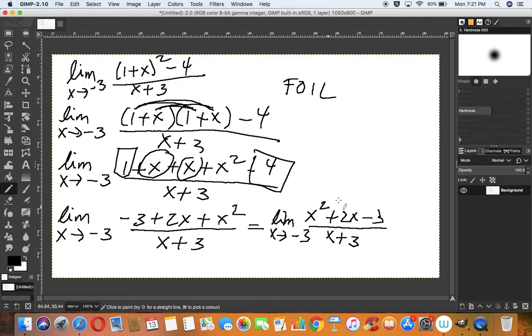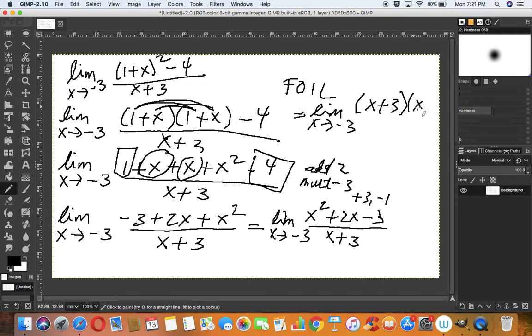And then I would see if I could factor the top. So I want two numbers that add to 2 and multiply to negative 3. Well, that's just positive 3 and negative 1. So I can change the top to x plus 3, x minus 1, over x plus 3, and these would cancel out, and then I could go ahead and plug in the number. It is not undefined anymore. So I would get negative 4 as my final answer. Okay?